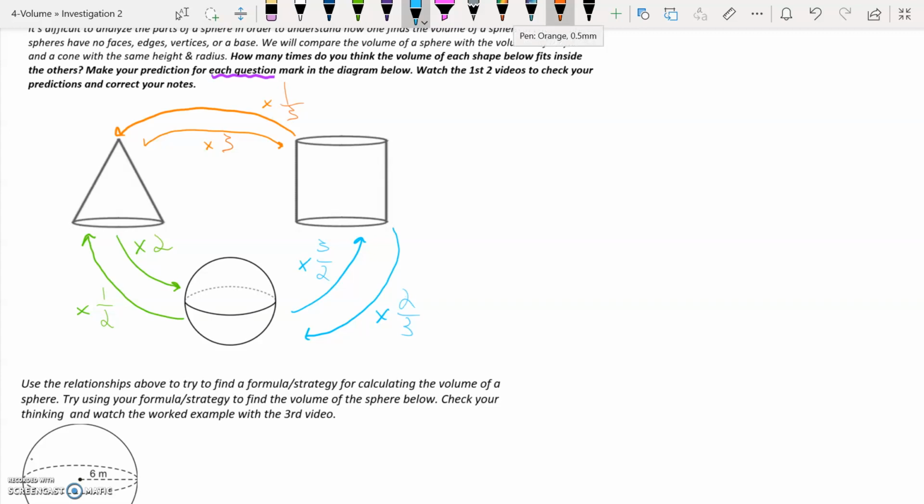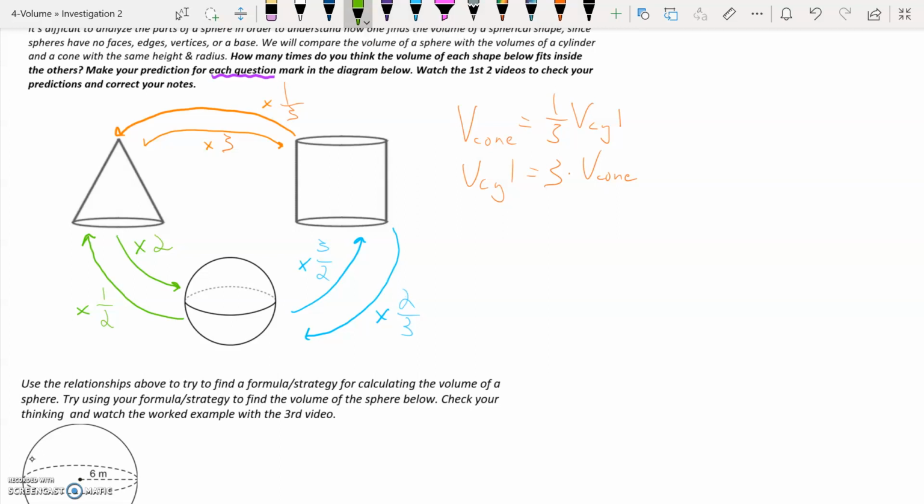So what each of these gives us, though, is a relationship that we could actually use to find a formula for finding the volume of a sphere, which will be in the next video. But we could describe all of these in equations also. So you could say the volume of a cone equals 1/3 the volume of a cylinder. And you could also say the volume of the cylinder is equal to 3 times the volume of a cone.